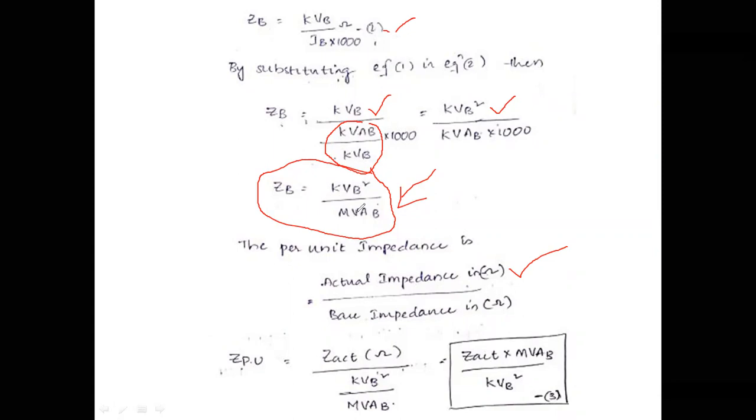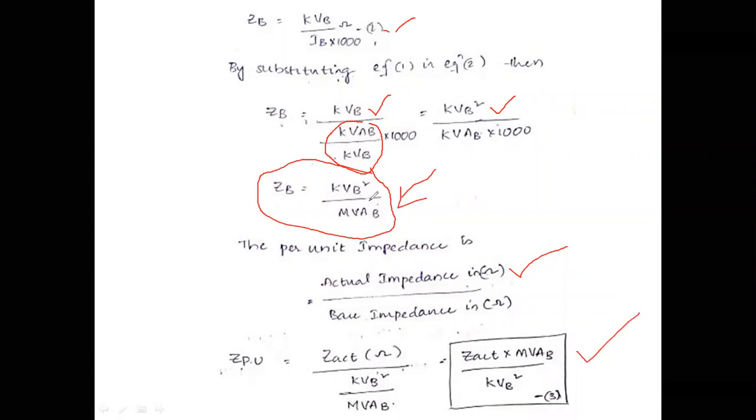Suppose we want to determine the base impedance of a transformer, a generator or a transmission line, definitely the specifications have been mentioned in the problem itself. So from that you consider the actual impedance and you obtain the base impedance. Once you know these two impedances, that value is nothing but the per unit impedance. So please make a note, put this in a square box: Z per unit is equal to Z actual by Z base.